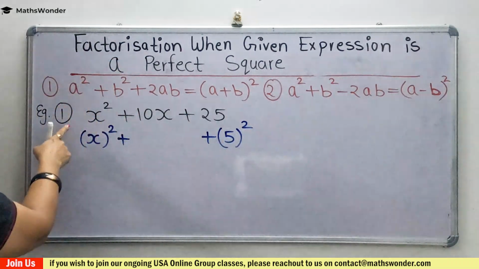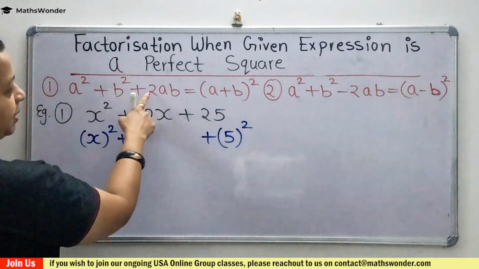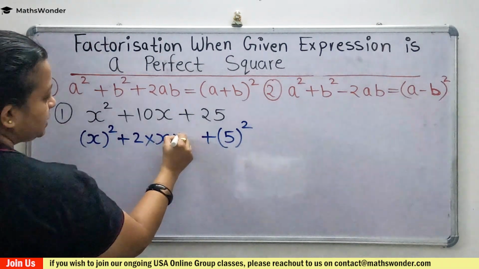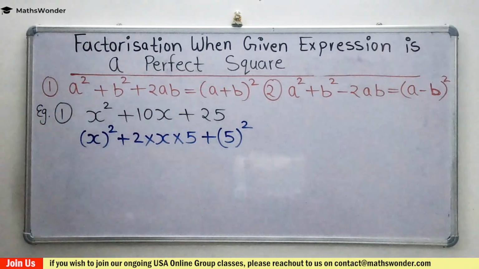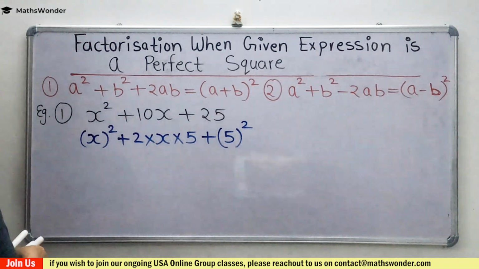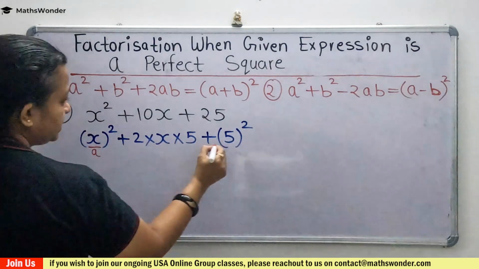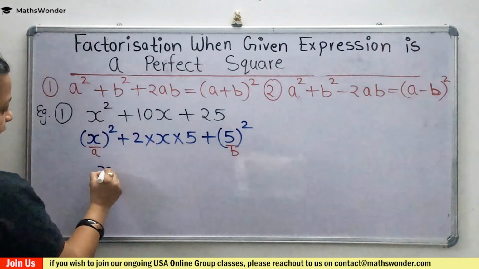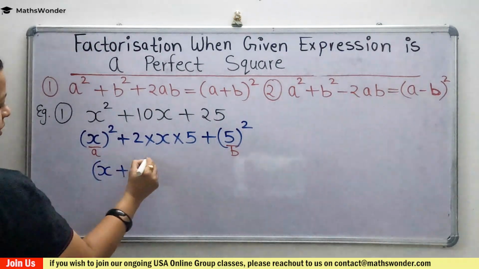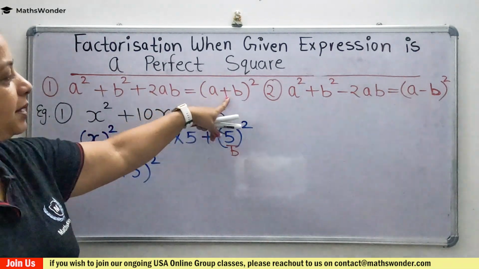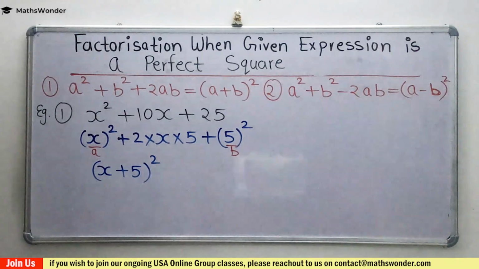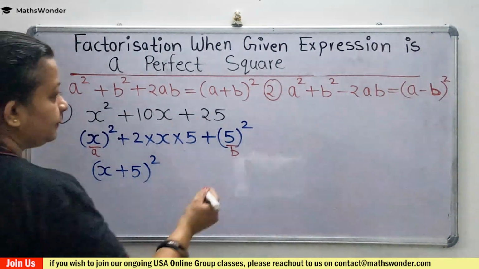Now look at the board. a square is here, b square is here, the remaining is 2ab. 2 means 2, a means x, b means 5. Now we are breaking the middle term. So this is your a, this is your b. So this question is converting into which identity? x plus 5 whole square, (a plus b) whole square. So this is (x plus 5) whole square. Right? Any confusion? No.